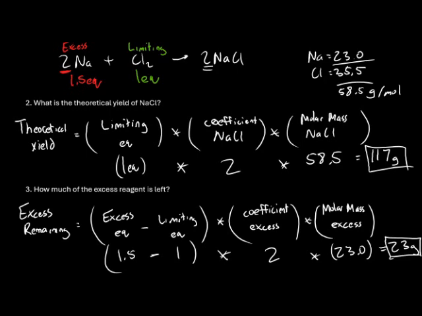This means at the end of this reaction, we'll have 23 grams of sodium, no chlorine left because that was the limiting reagent, and 117 grams of NaCl, that was our product.